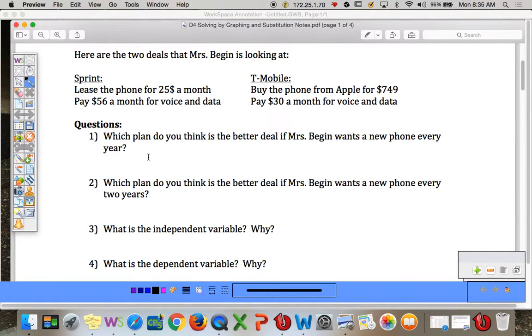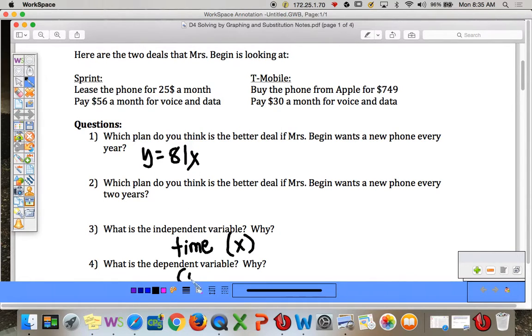So for Sprint, we can say y equals, it's $25 a month plus $56 a month for voice and data. So these are both your rates of change. If we add those together, 25 plus 56, it's $81 a month. So our independent variable here is time, which is x, and the dependent variable is going to be cost because the cost depends on the time. All right, so that is for Sprint.